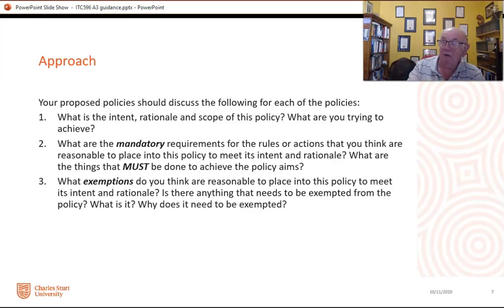And what exemptions are reasonable to place into this policy to meet its intent and rationale? Is there anything that needs to be exempted from the policy? What is it? Why does it need to be exempted?